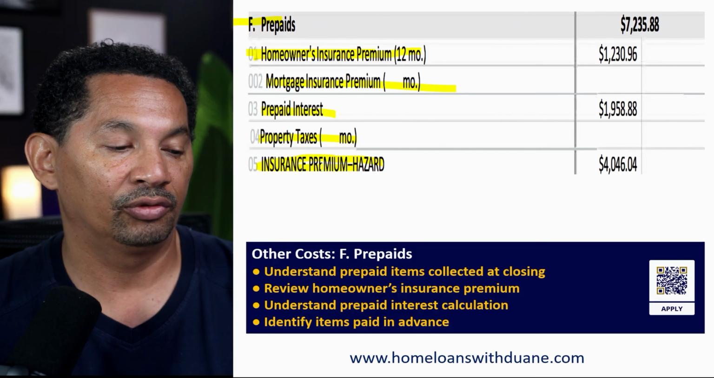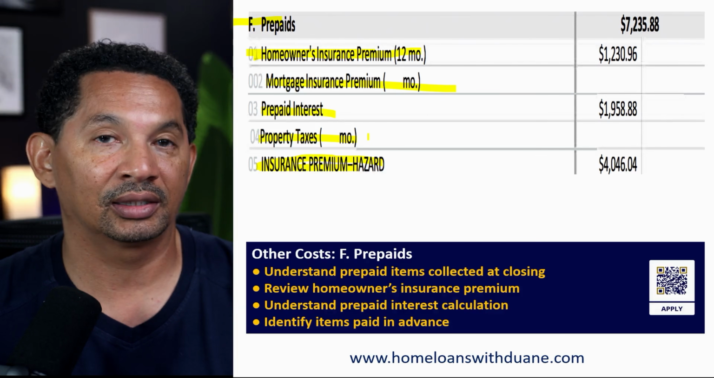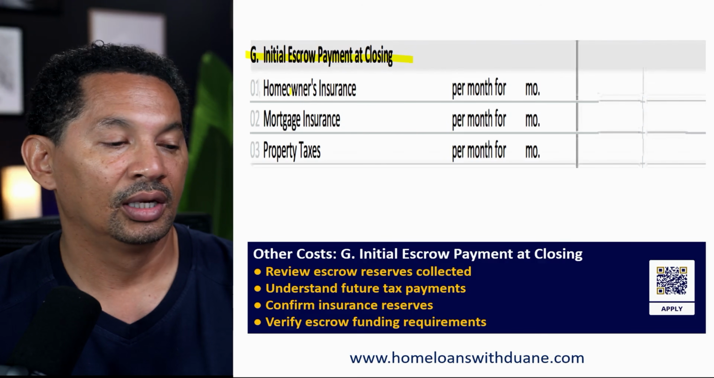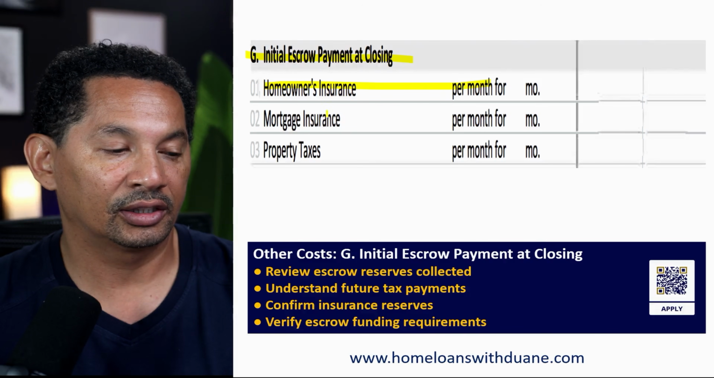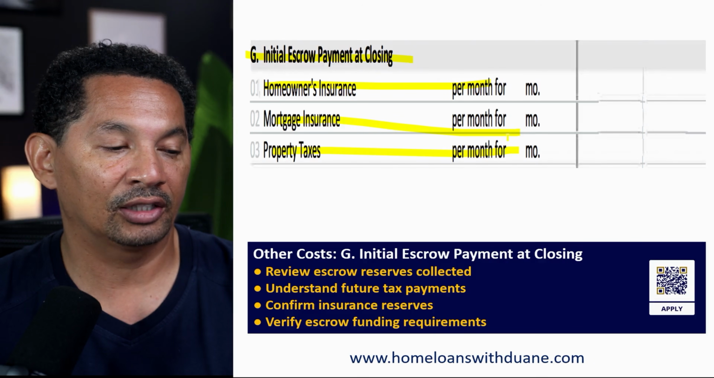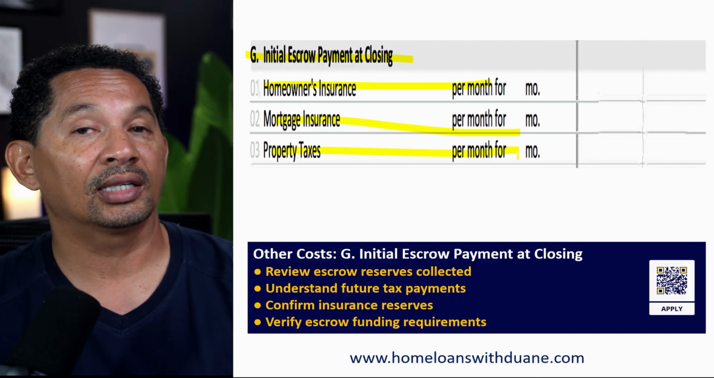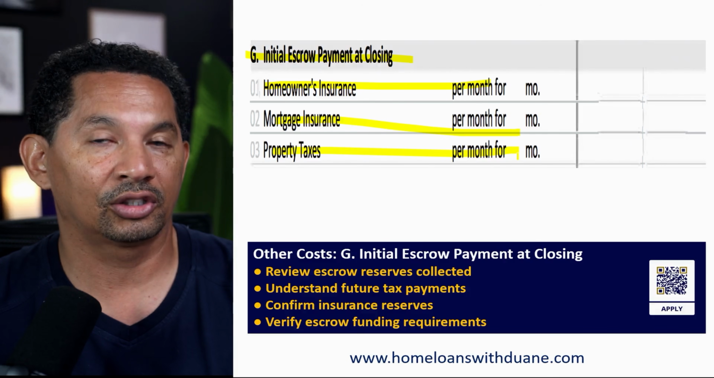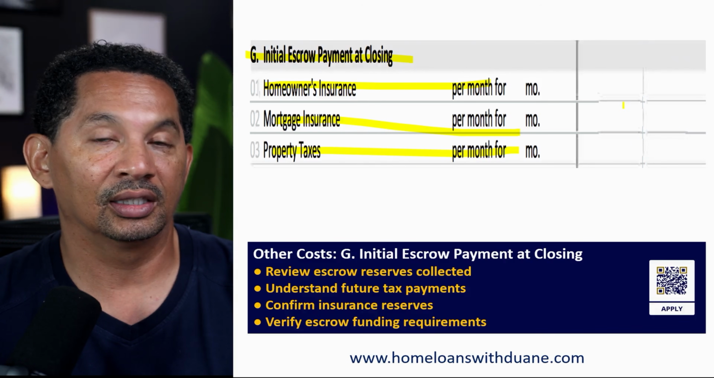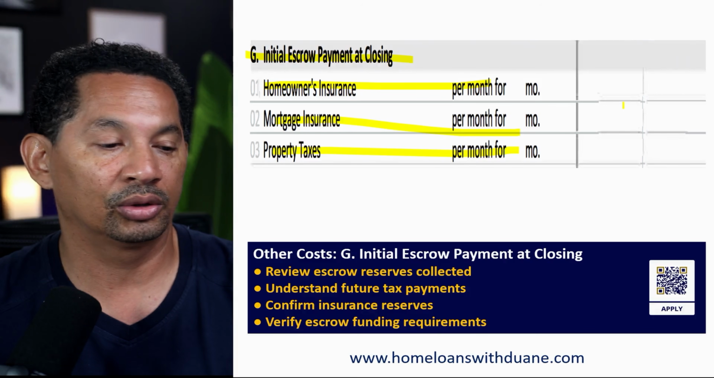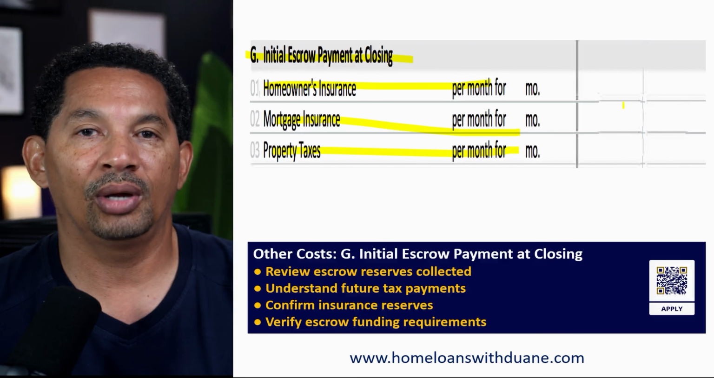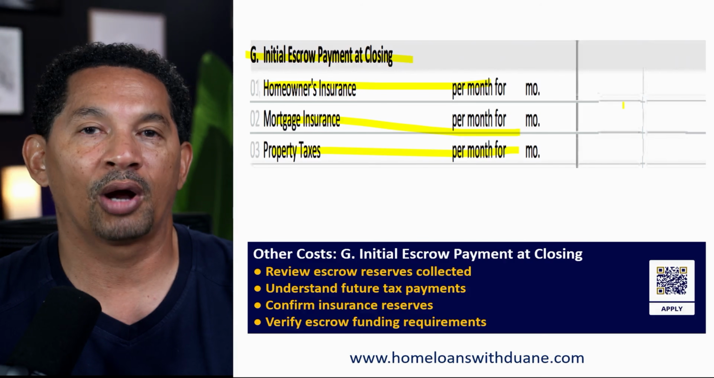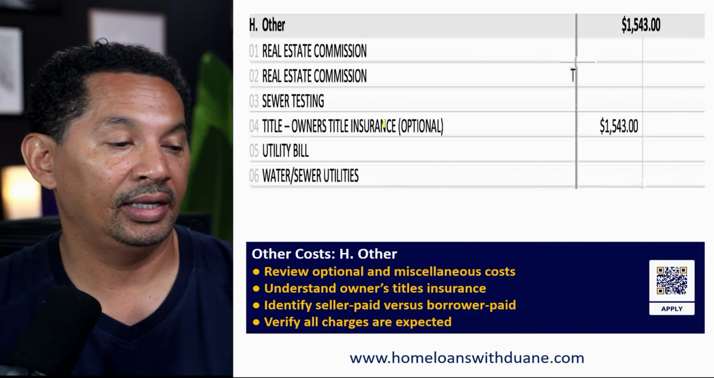So if you have both, then those are both collected as well. All right, Section G, and this is the initial escrow payment at closing. Because the borrower selected no on having any type of escrow account, nothing is collected, which actually lowers your closing costs. So if you are able to waive the escrow account, nothing is collected, and that again lowers your closing costs. But that just means that you have to make your separate payments for your homeowner's insurance and your property taxes.